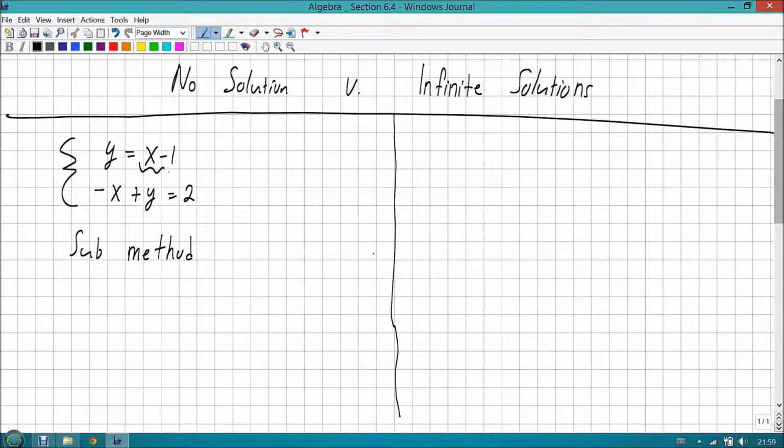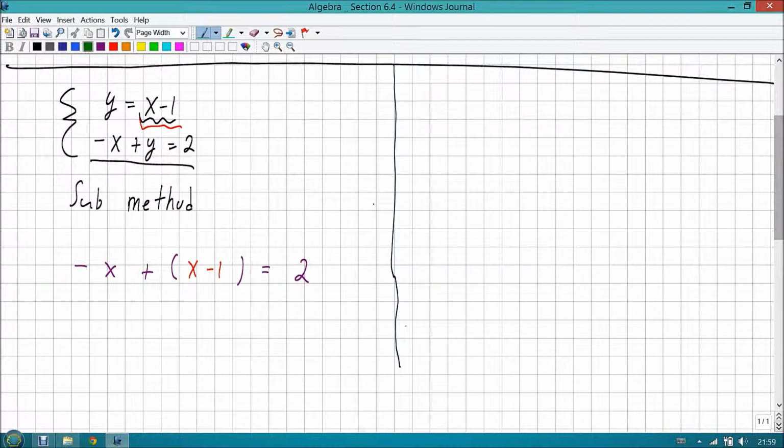So for y, we plug in x minus 1. That means for the second equation, which will be down here, we're going to plug in x minus 1 for y. So let's go ahead and write that down. We have negative x plus whatever my y is going to be is equal to 2. We're going to plug in this portion in red, so we plug in x minus 1 in red, and then we do our arithmetic. This should be pretty simple. Let's see, we have a negative x and a positive x, which cancel each other out, and I'm left with negative 1 is equal to 2.